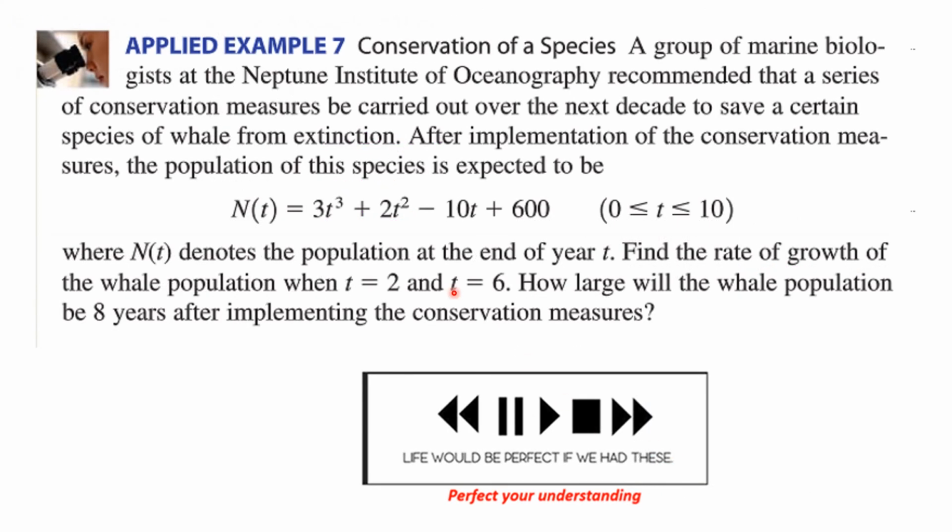Life is a word problem, and so we will do a lot of word problems in this course. So here's some of the words. A group of marine biologists at an institute recommended that a series of conservation measures be carried out over the next decade to save some species of whales from extinction. After implementation of their measures, the population of this species is expected to be, and you see they're saying a cubic approximates it, over these 10 years, where T denotes the population at the end of year T.